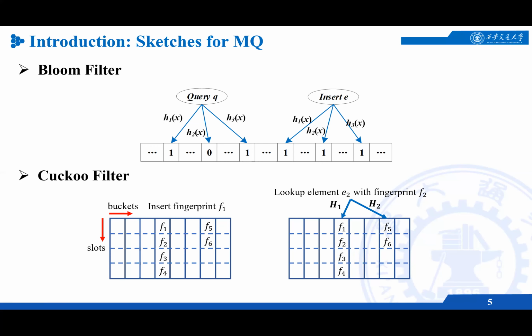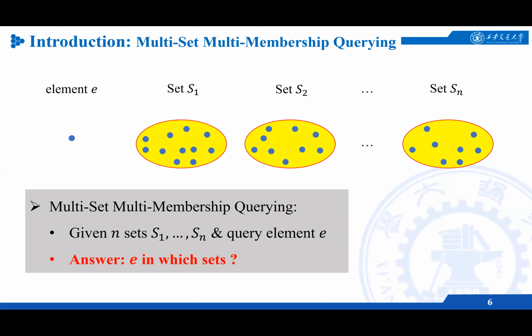Another example is the cuckoo filter, which uses partial key cuckoo hashing. The cuckoo filter maps elements to fixed length fingerprints and stores them in a hash table. In the query phase, if the fingerprint of a query element is matched, then the element is claimed to be in the set. In this paper, we study a more complex problem named multi-set multi-membership query.